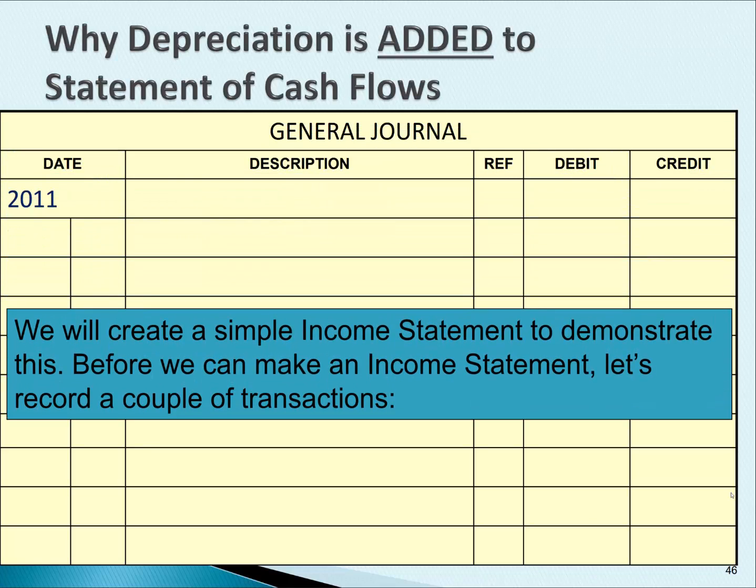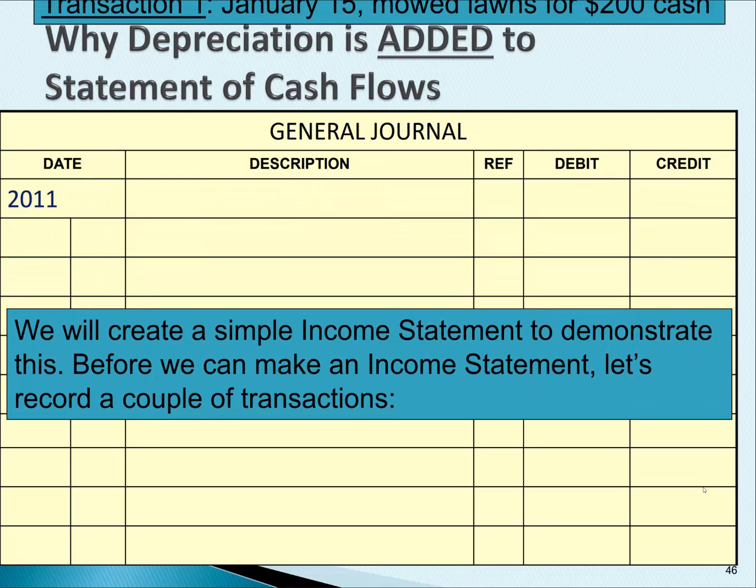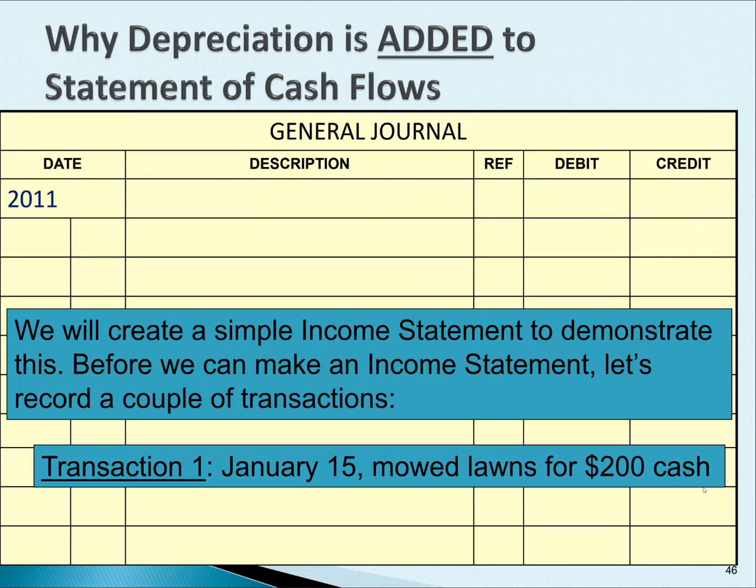So let's record a couple transactions. First transaction, January 15th, we mowed some lawns for $200 cash. So cash is going up. So that's the debit. And what's the other account? It's a revenue account. This company called it mowing revenue. Revenue is also increasing.